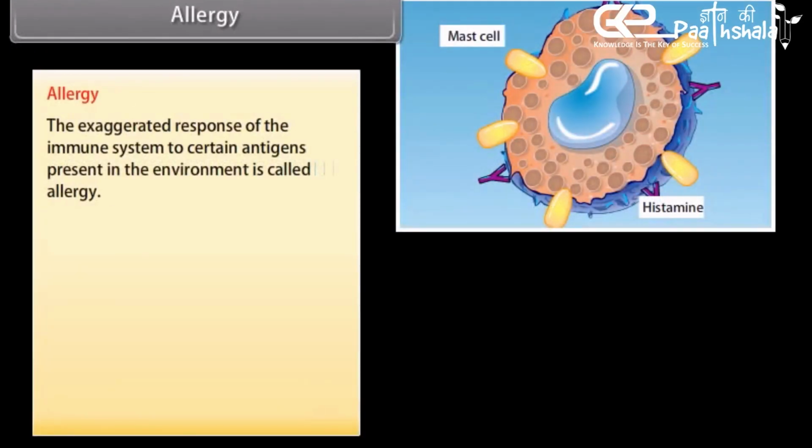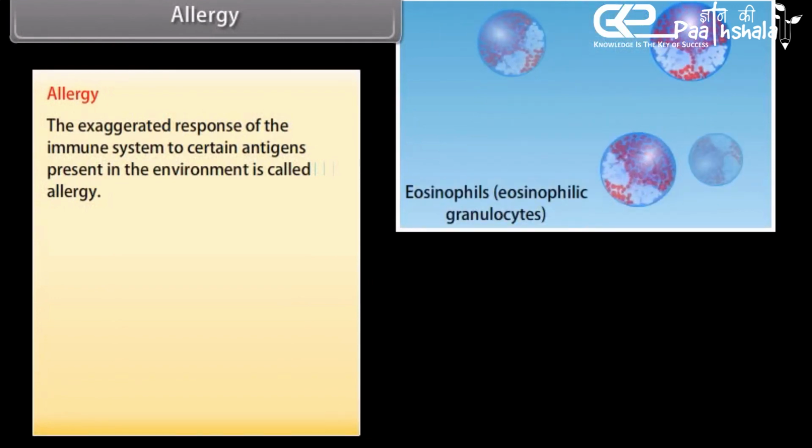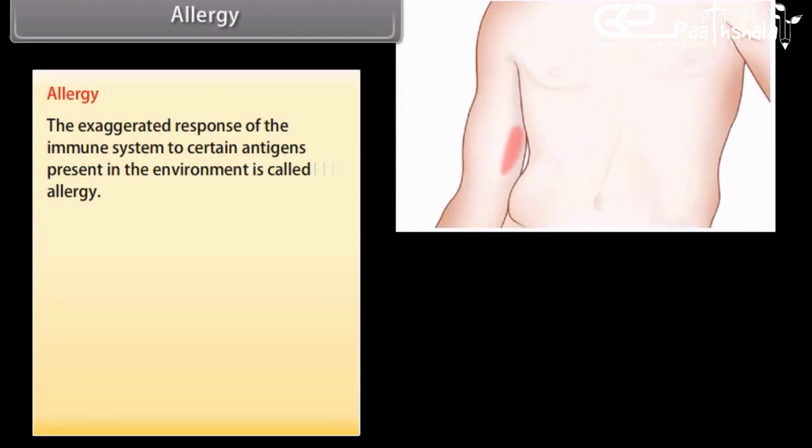Allergy. The exaggerated response of the immune system to certain antigens present in the environment is called allergy. The antibodies produced to these are IgE type.